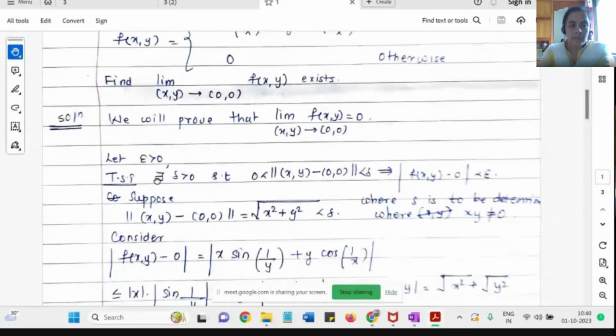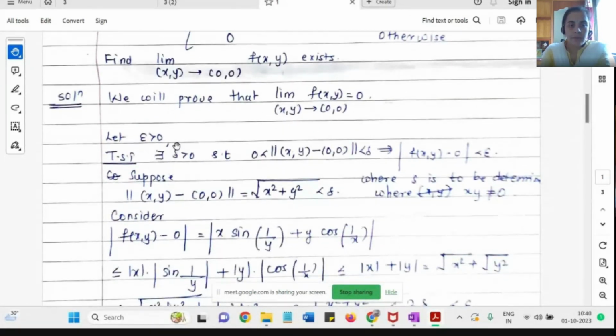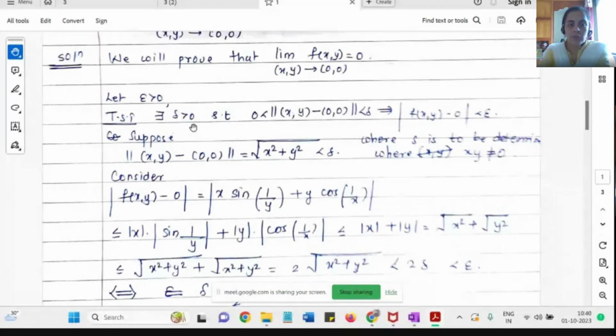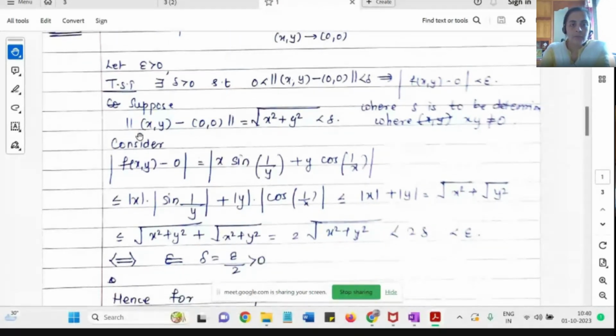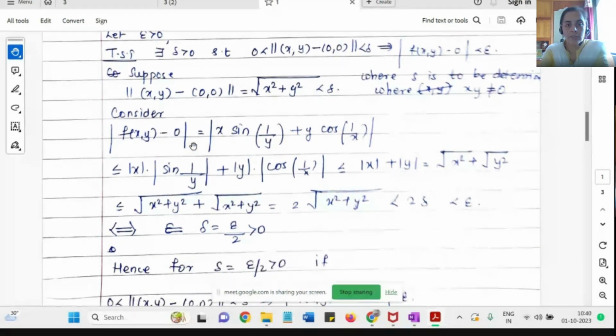So let us start with some epsilon positive. In order to prove my claim, I should be able to find delta greater than 0 such that whenever norm of (x, y) minus (0, 0) is less than delta, mod of f(x, y) minus 0 should be less than epsilon. Now the norm of (x, y) minus (0, 0) is simply under root x square plus y square. Suppose this is less than delta. If I'm able to find the value of delta in terms of epsilon, I'm done.